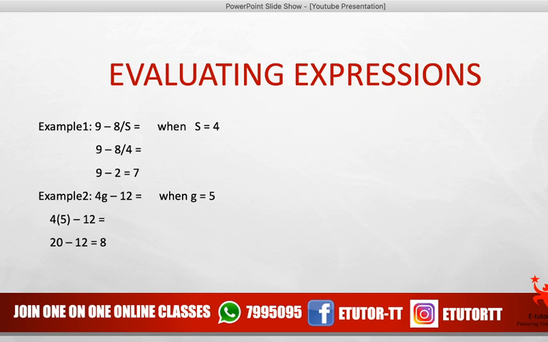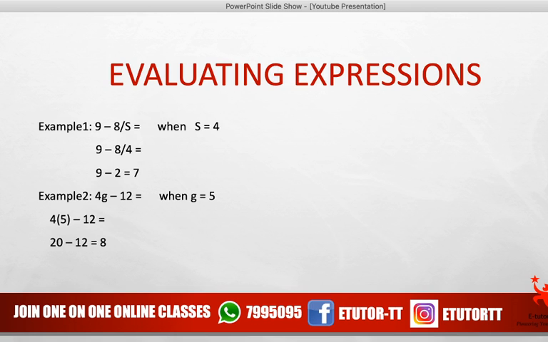Evaluating expressions. Example, 9 take away 8 divided by S equals 9 take away 8 over 4, which is equal to 9 take away 2, which is equal to 7. How do we get that? We just replace, it told us S is equal to 4, so you just replace the S with 4, and 8 divided by 4 equals 2. So that's how we got 9 take away 2 equals 7.